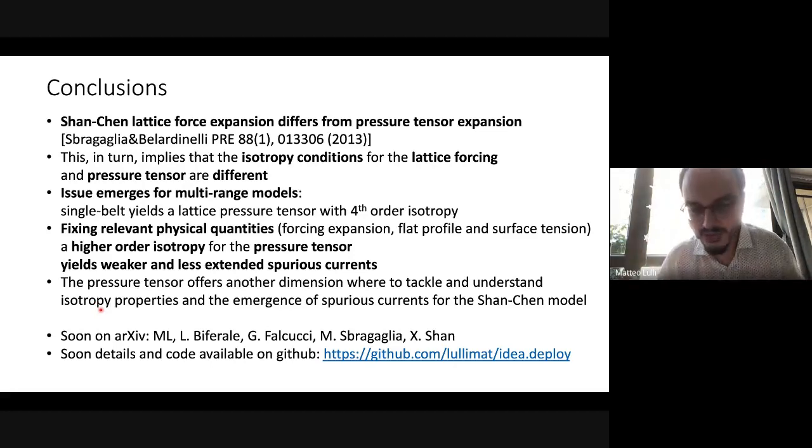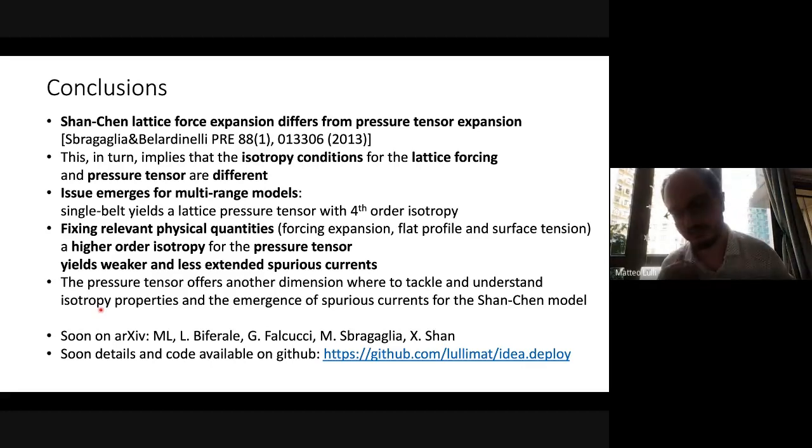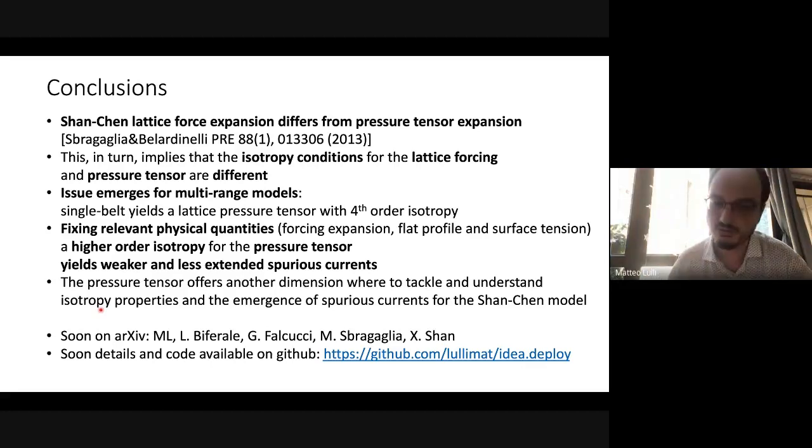This is a new dimension in this sense, where to study these isotropy properties and the spurious currents, which was not there before. And we'll soon publish the preprint on the arXiv, and along with it you will find more details and codes on the GitHub repository. Thank you for your attention.